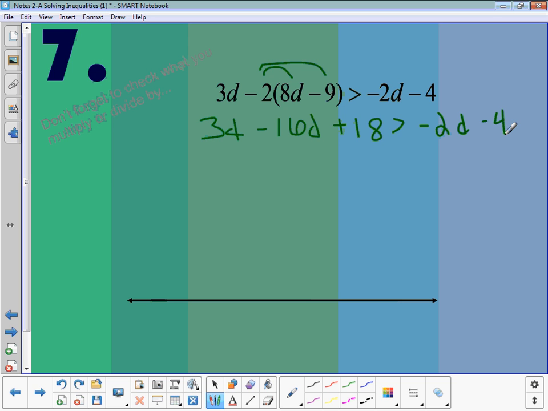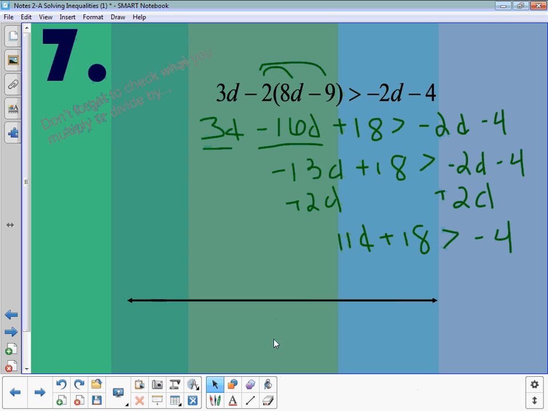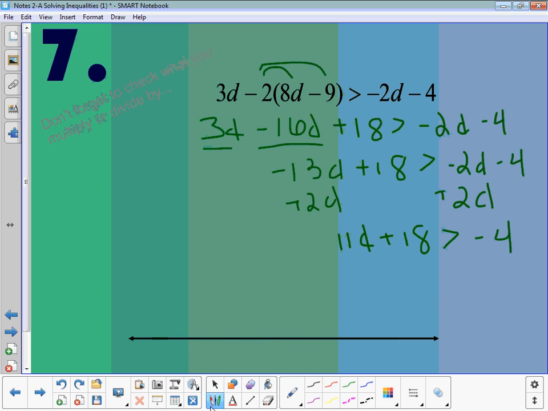Okay, now we need to combine our d's. 3d minus 16d is going to be 13d plus 18 is greater than negative 2d minus 4. So now over here I'm going to add 2d to both sides. And then I'm going to get 11d plus 18 is greater than a negative 4. So now that I've gotten that far, I'm going to subtract 18 from both sides. So I get 11d is greater than a negative 22.